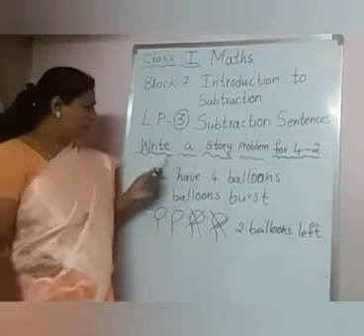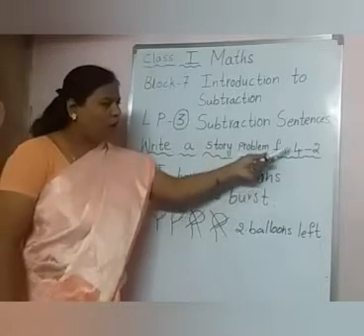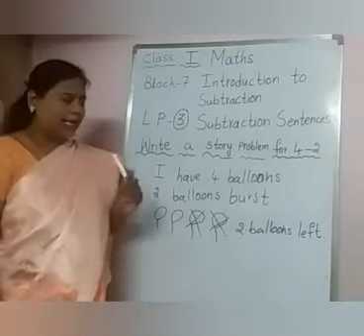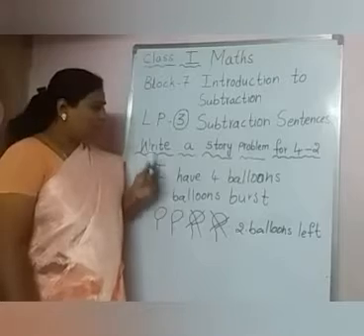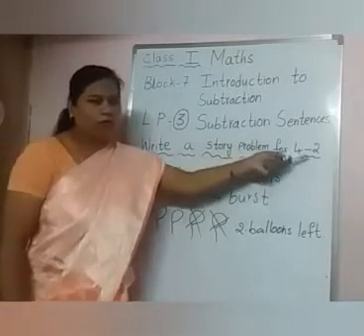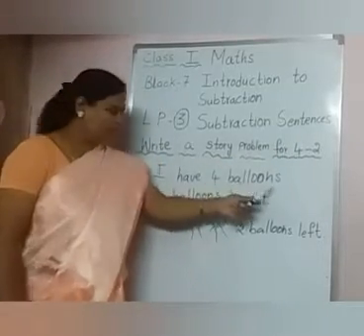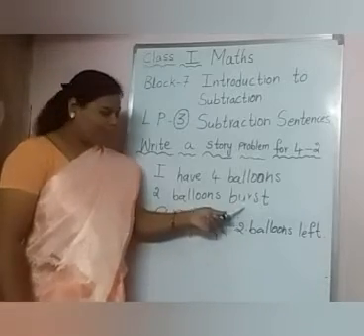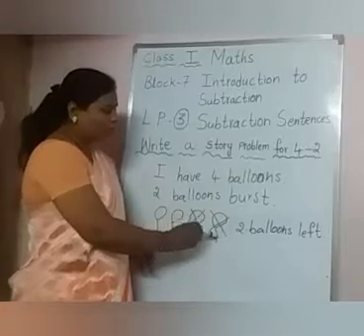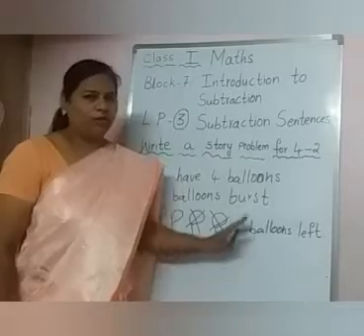Children, today we will learn story problems also. Write a story problem for 4 minus 2. In addition, how did we have story sums? In that way only we have a story problem in subtraction. So how do we write a story for 4 minus 2? We have to write like this: I have 4 balloons. 2 balloons burst. So we have to remove 2, cross out 2. So how many are left? 2 balloons are left.